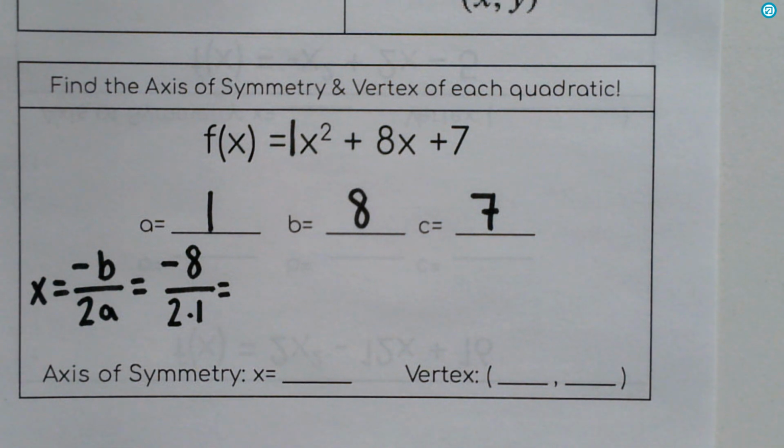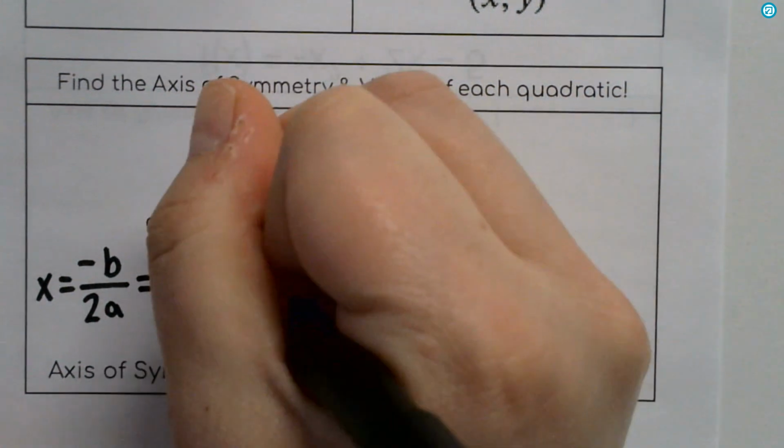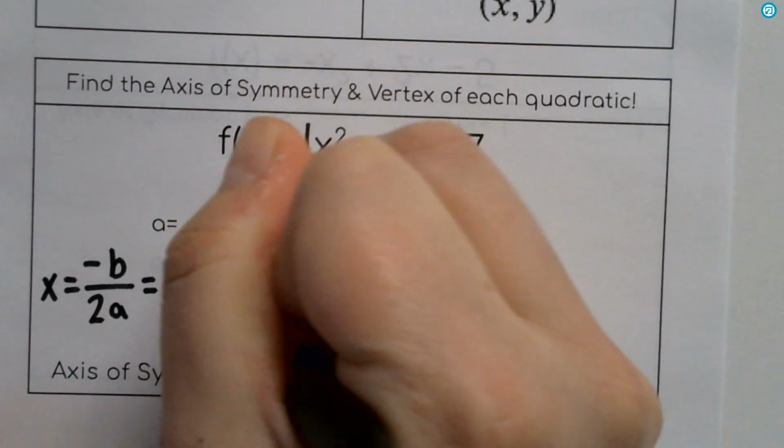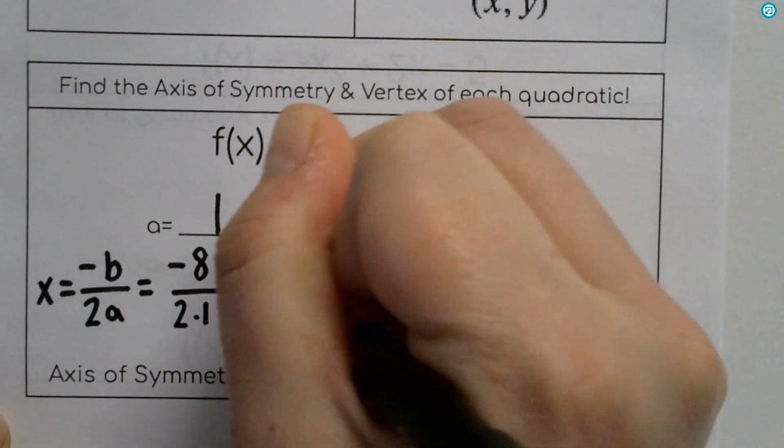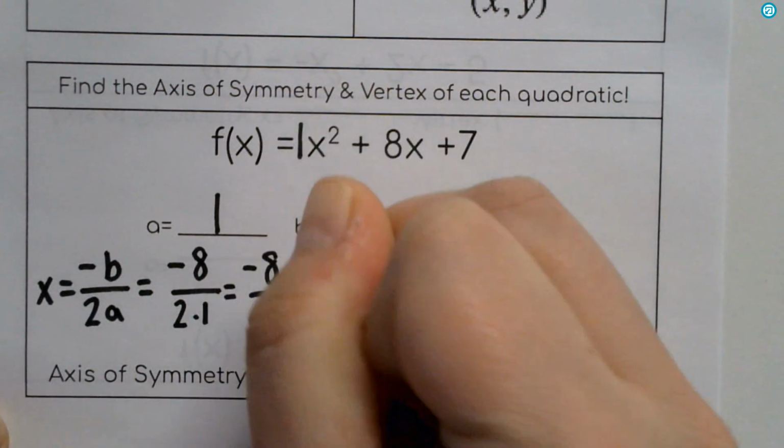And then from there, we just do the math. So I'm going to always multiply out the bottom first. That 2 times 1 is 2. So now I've got negative 8 over 2. And then negative 8 divided by 2 is negative 4.